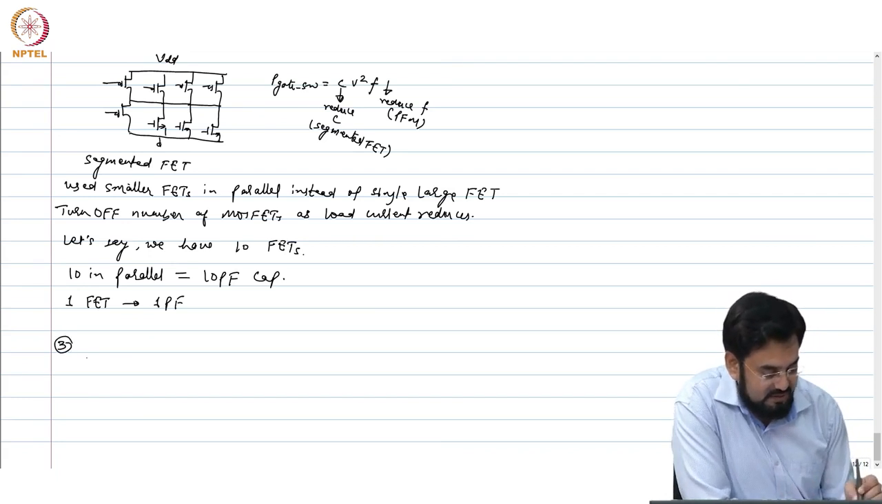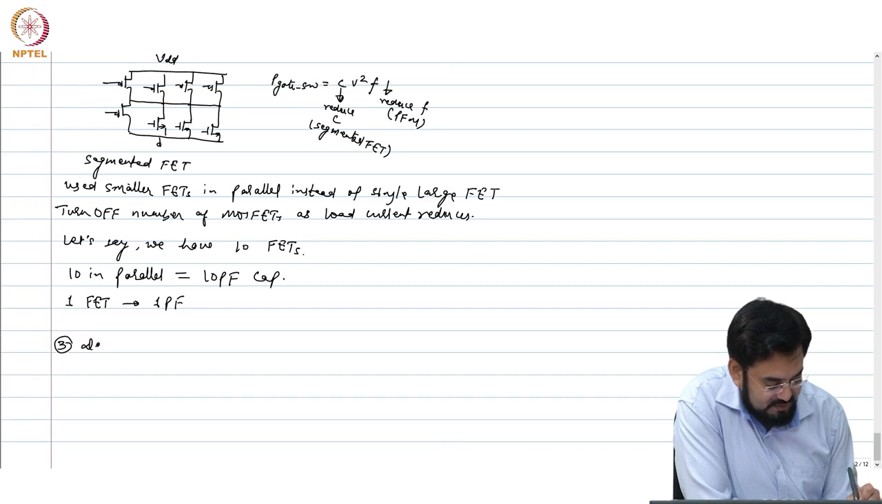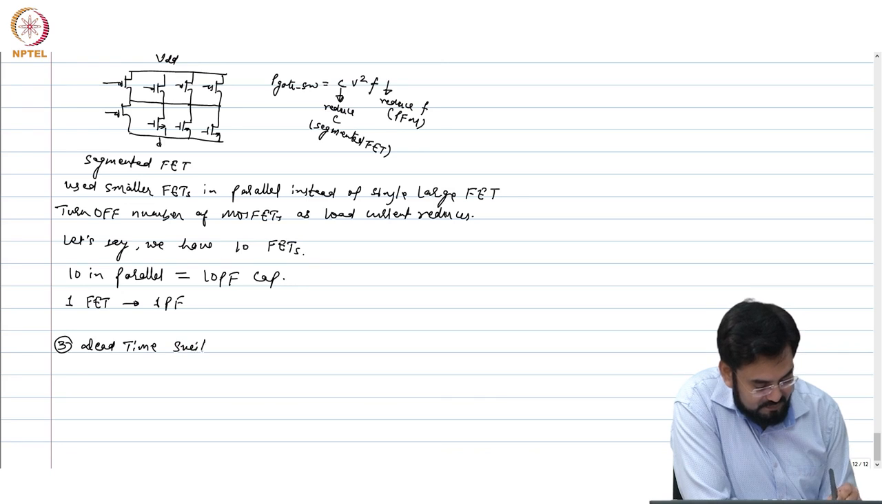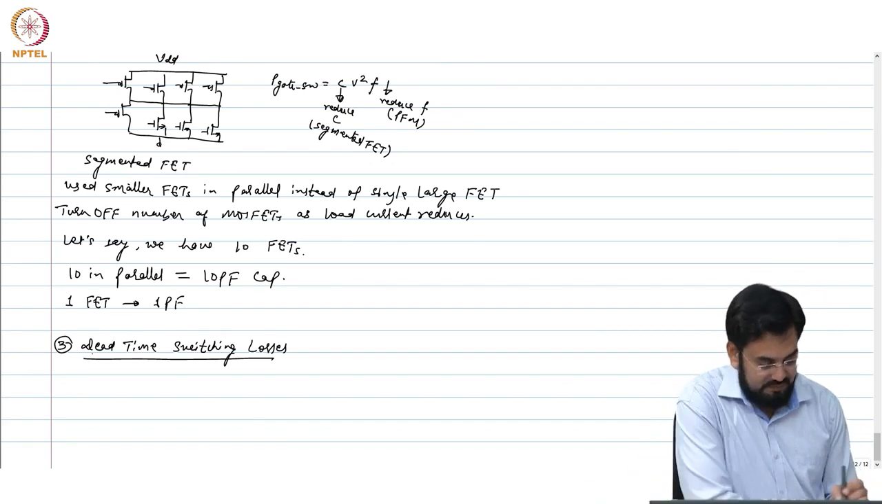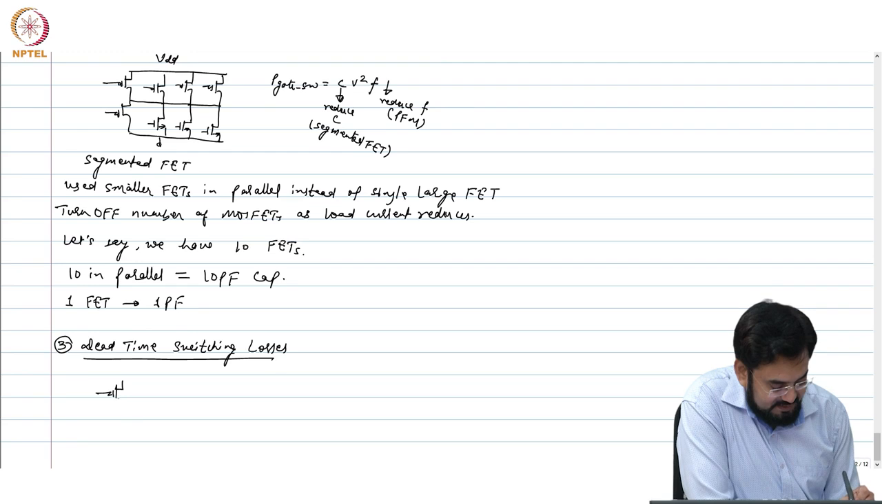This is another type of switching loss which is called dead time switching loss. So you have these FETs. What would happen if I turn on them simultaneously? So this is, let's say, 50 milliohm. This guy is also 50 milliohm.